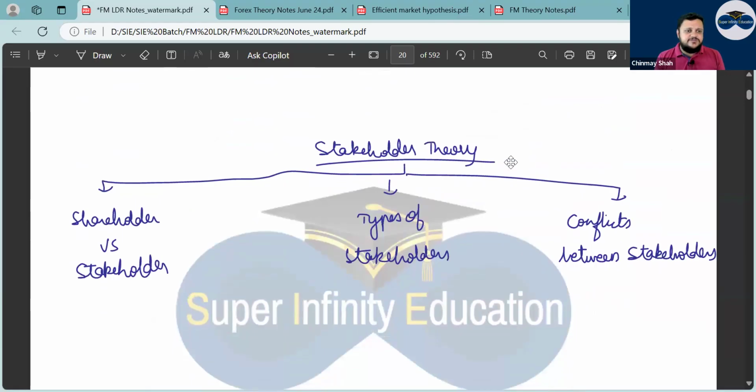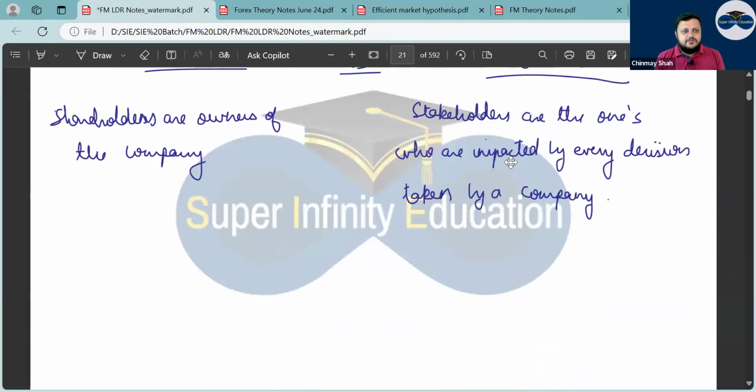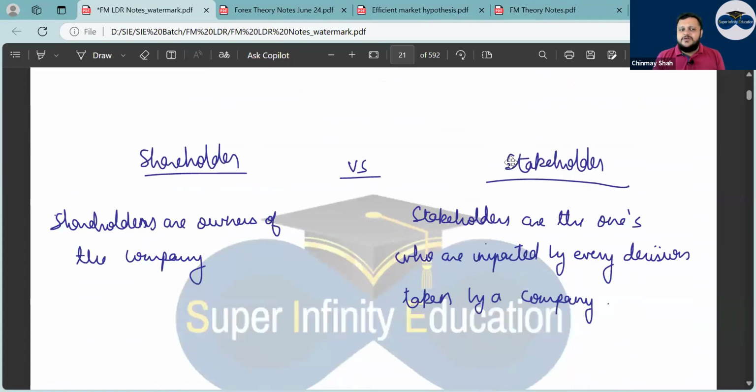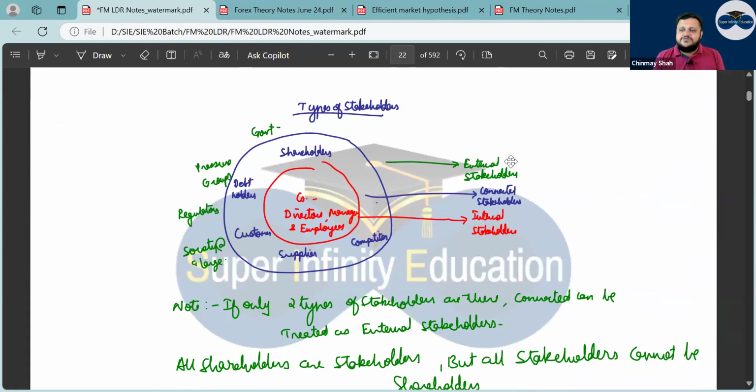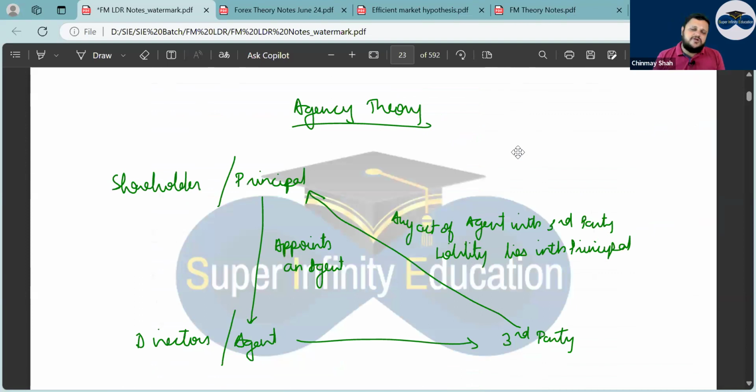Then there is stakeholder theory. You have shareholder versus stakeholder, and types of stakeholder conflict. Shareholders are owners of the company. Stakeholders are the ones who are impacted by every decision by a company. Then types of stakeholders: internal, connected, and external. Internal stakeholders are directors, managers, employees. Connected stakeholders have a high impact from any decision, such as a competitor, shareholder, debt holder, or a customer. External stakeholders are external to the company: government, pressure group, regulators, society at large. Two stakeholders might have conflict. You can read about that, not very important from exam point of view.